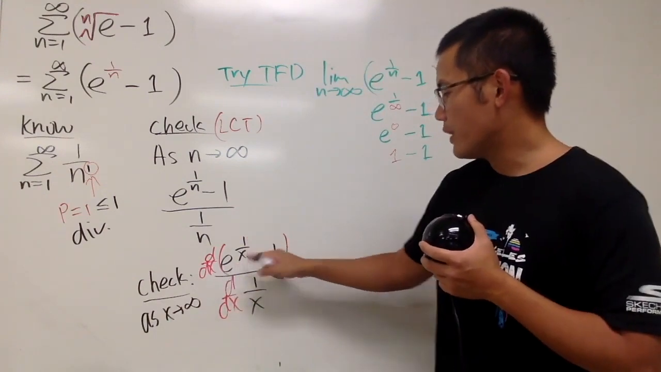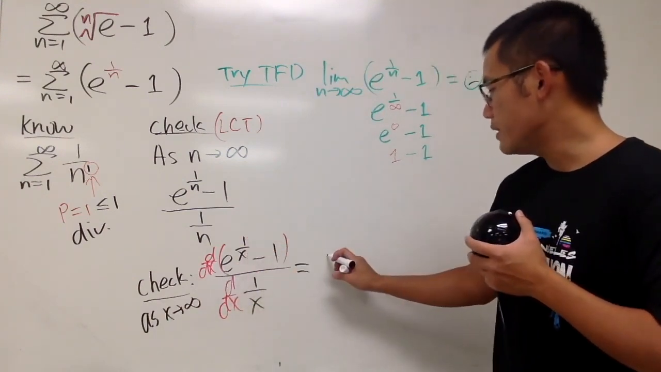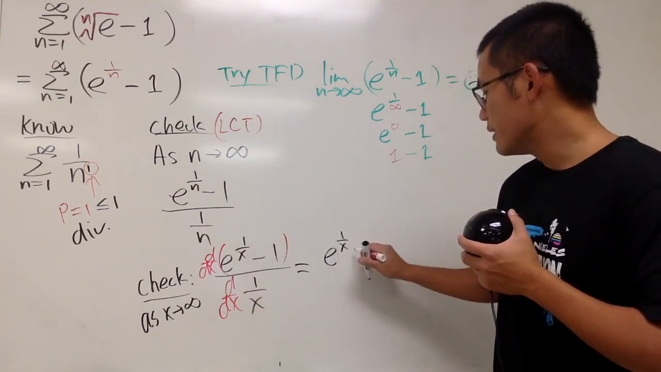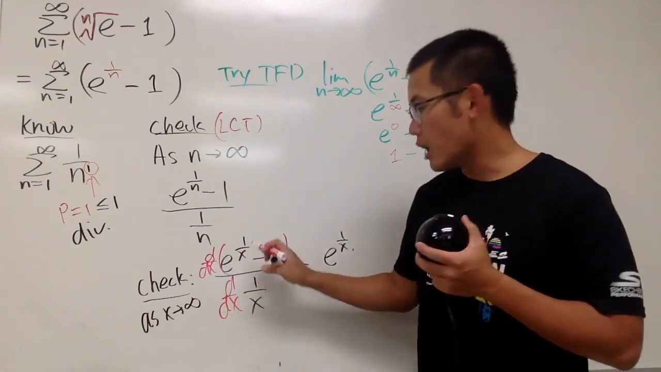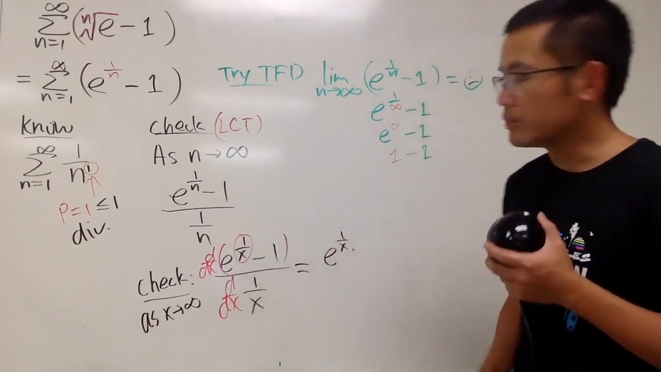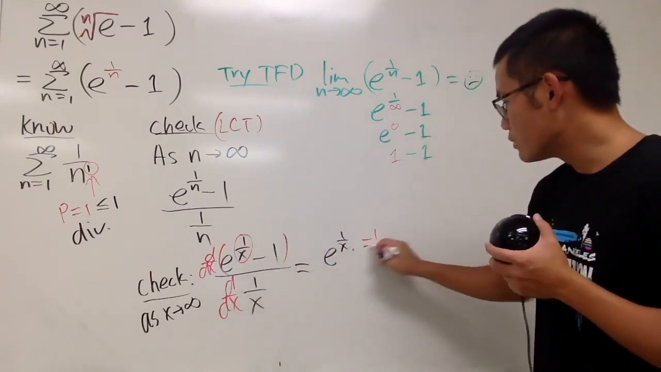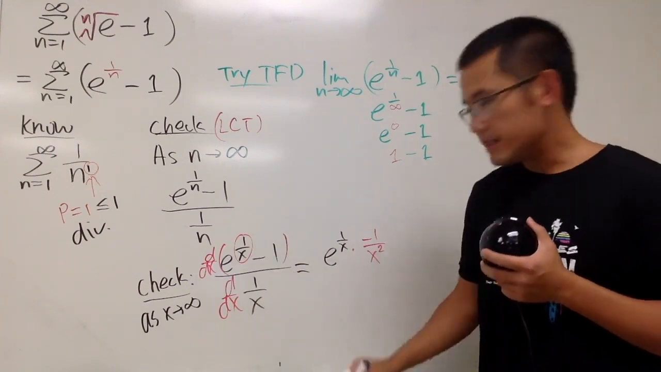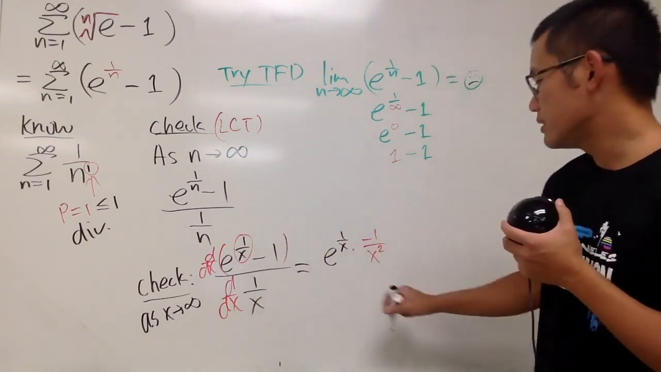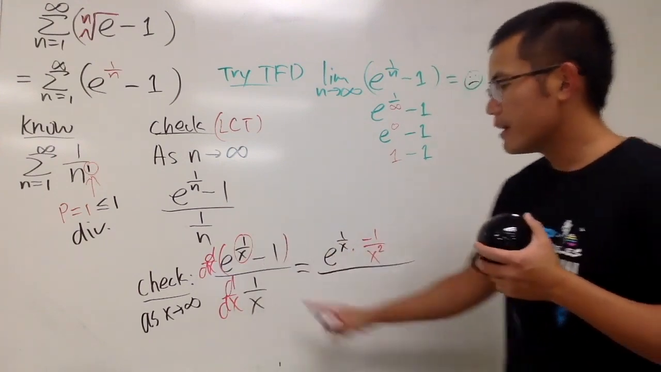Derivative of e to the 1 over x, well, the function part right here repeats, so we have e to the 1 over x. Then we multiply by the derivative of this, right? Because of the chain rule, multiply by the derivative of 1 over x. Namely, we get negative 1 over x squared. And then the derivative of negative 1 is 0, so that's it, divided by the bottom.